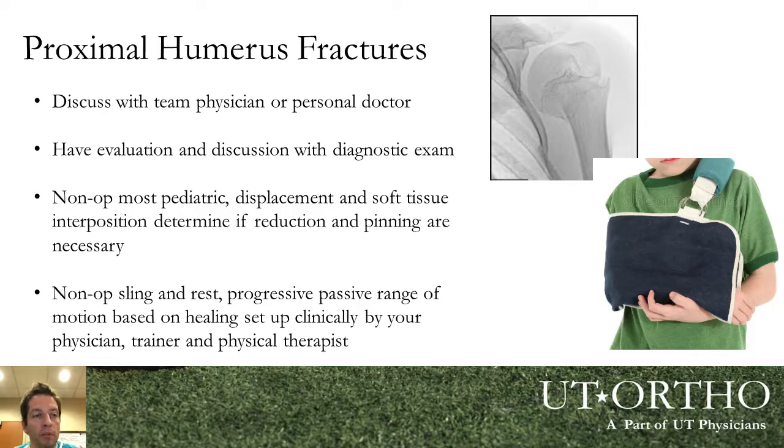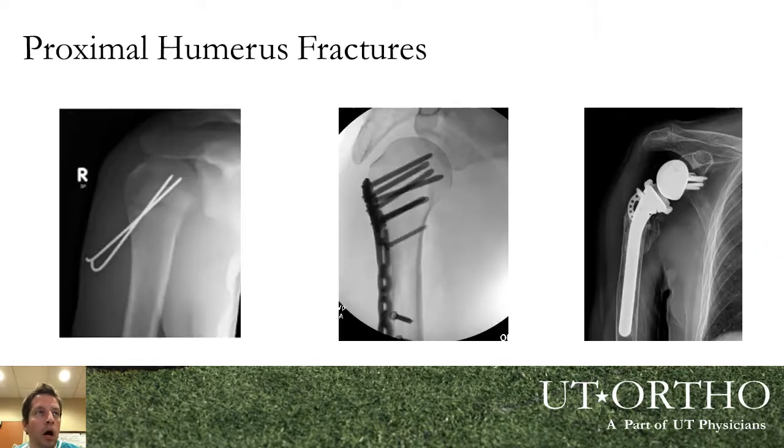The progressive passive range of motion overall does really well. And this can be a combination between the physician trainer and the physical therapist in terms of getting the patient back. Surgical options. So, if you take a look on the left of the screen, that's a pin. And so those two pins are placed to hold the fracture together in a clear fracture that's separated and there's displacement. Once those pins are placed, it allows the fracture to heal, and then they're pulled in the office.